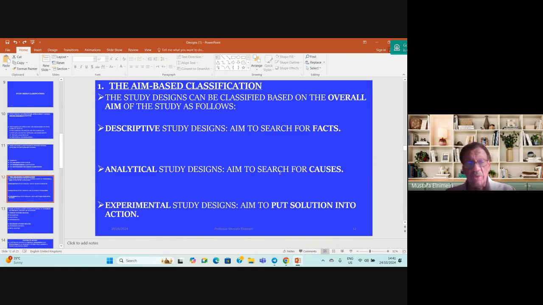And the third category is experimental study designs, which aim to put a solution into action. You have a new drug and you want to test its therapeutic efficacy, or you have a new vaccine that you are interested to test for its effectiveness in protection against a certain disease.